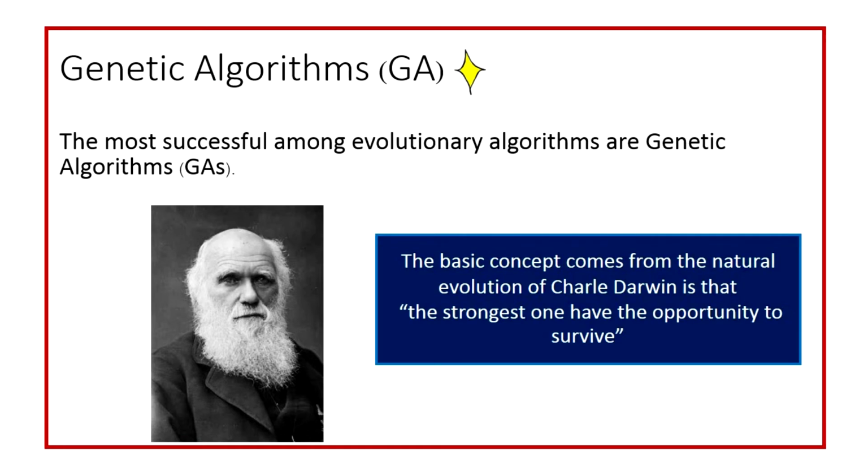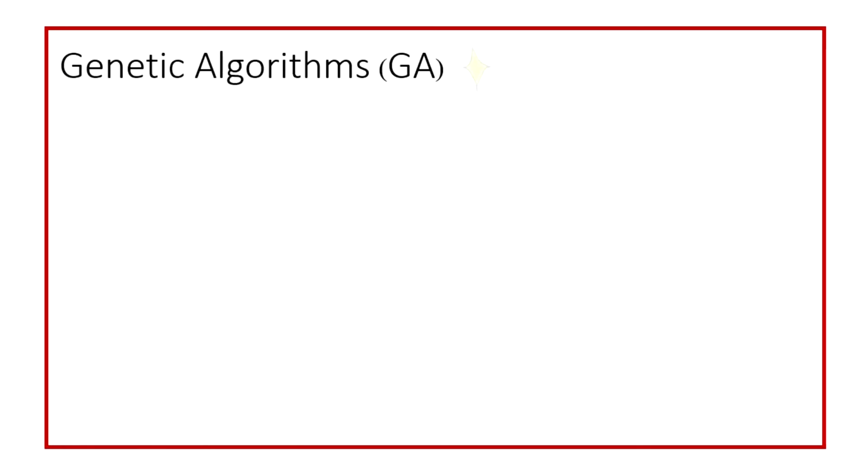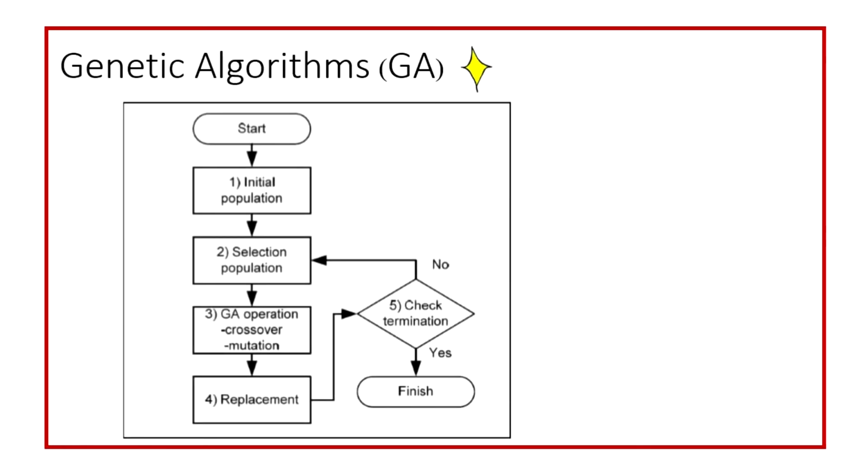survive. And this is the flowchart of the general procedure of genetic algorithm. It starts with initial population, selection population, and then genetic algorithm operation, which consists of crossover and mutation, and then goes to replacement, and the last procedure is check termination.